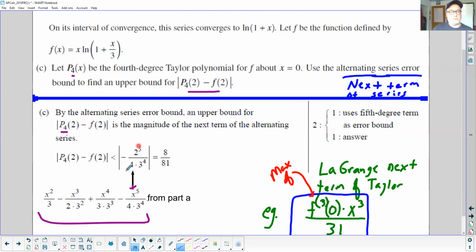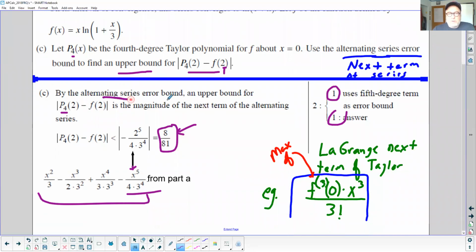So then all you do is you substitute in your 2's, is what you're checking for. So 2 to the 5th, you could drop this because it is absolute value. You get 8 over 81. So first of all, point 1, did you use the 5th degree term? Point 2, did you have an answer? It said the upper bound, so you don't have to really do, is it within 1/1000th or something like that? You just have to actually have the upper boundary, which is the answer. It's a problem. They haven't done that a lot.